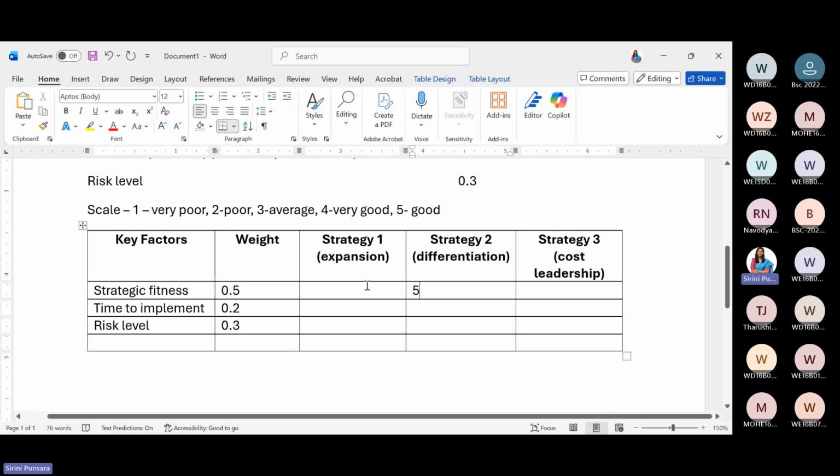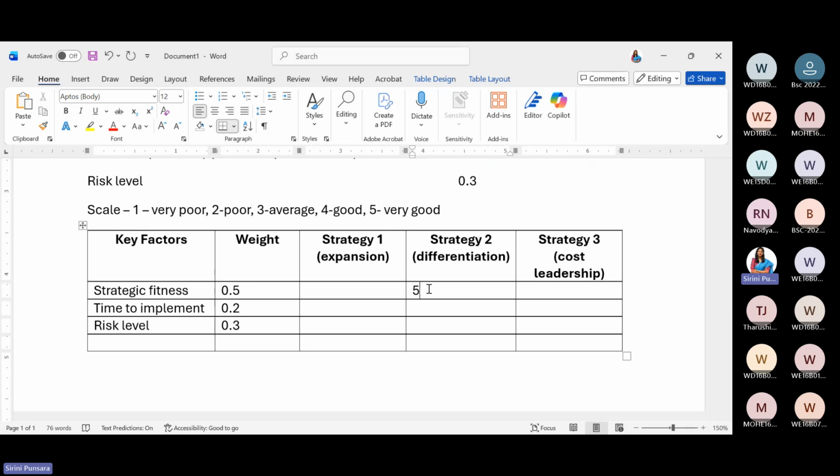Then expansion also we will be considering. Sorry, this is the other way around. This one is good. This one is very good. Here we identify differentiation as very good, which is at the very good level. Then in terms of strategic fitness, strategy 1 is at good level. This also at good level. Likewise, after analyzing, we will be ranking them, or putting scale marks.